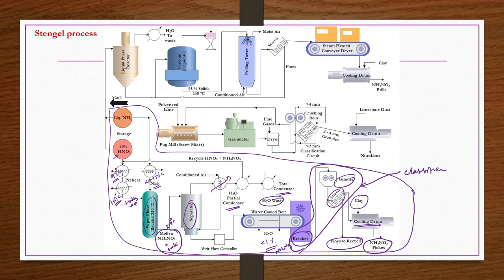They can be recycled to the ammonium nitrate preheating section, okay. So here, when you are removing steam using the conditioned air, it is possible that some amount of unreacted HNO3 along with the NH4NO3 may also be going out, that can be recycled back, okay. This is nothing but the Stengel process, where you are getting NH4NO3 flakes.